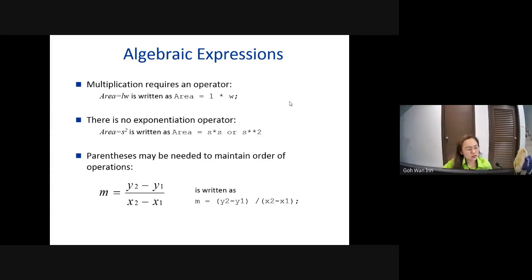This is also repeating the same things. Multiplication requires operators. So let's say area is length times width. Of course you need to have length times width. You cannot write area is x power of 2. You can write either x times x or x exponent 2. Parentheses may be needed to maintain order of the operands. That's why you write m is equal to, in the bracket, y2 minus y1 over x2 minus x1.